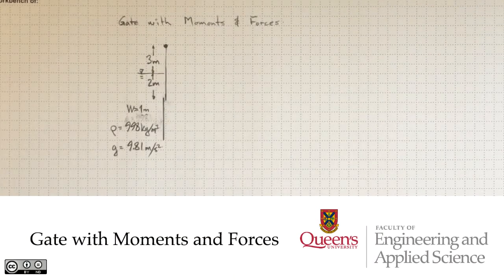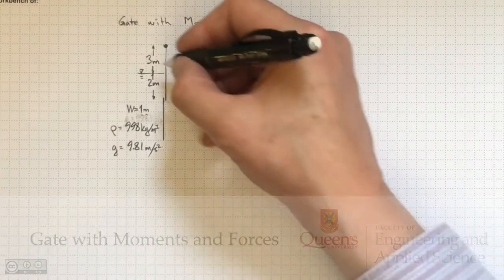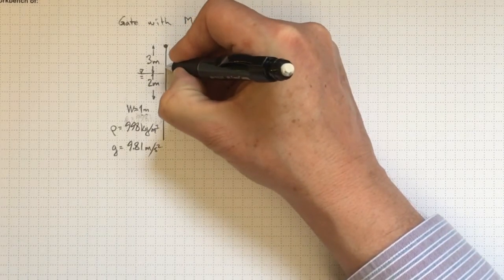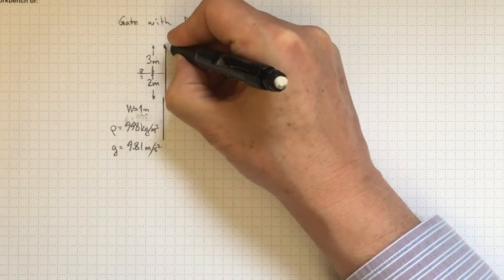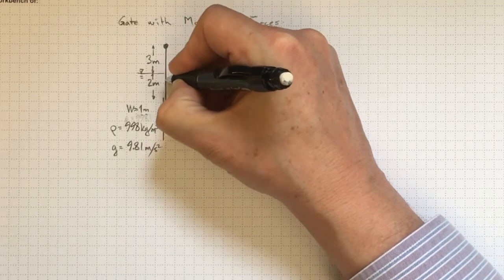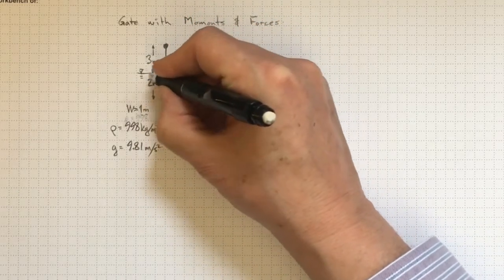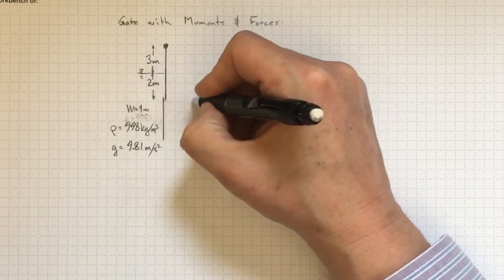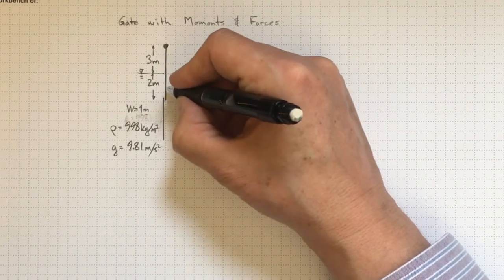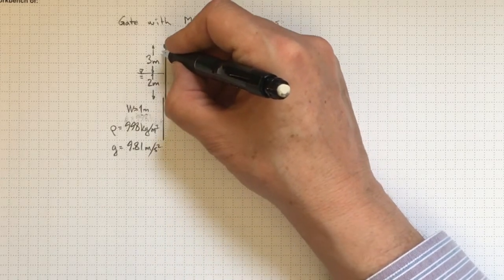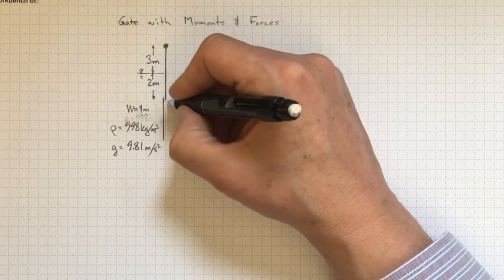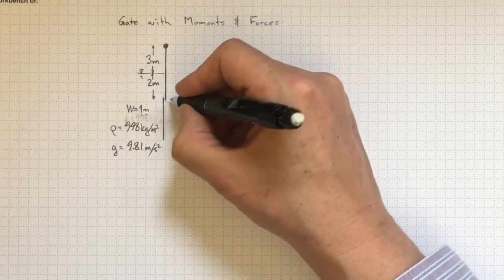Here's an example where we'll combine both moments and forces to figure out what's going to happen with this gate here that's hanging from a hinge up above and is keeping this water behind it from flowing out over to this side. So if there was no force holding this gate in place, it would tend to swing out and the water would pour out the bottom down here.